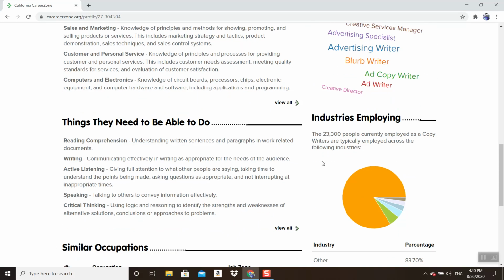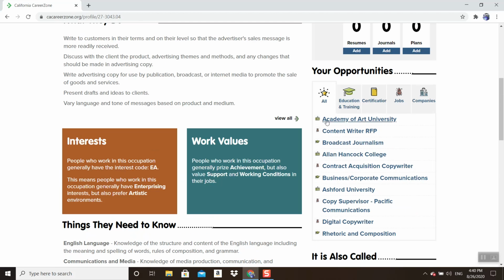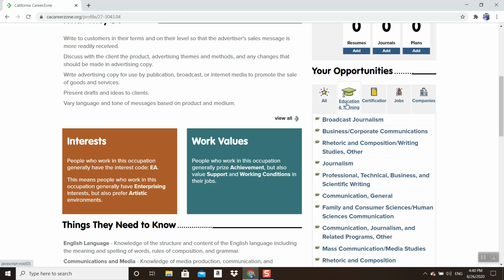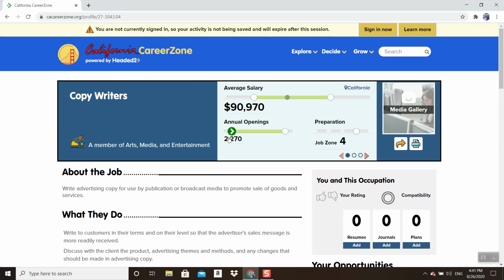Things you may be able to do, industry employment, similar occupations, a talent director. These are the industries. So there's lots of areas to explore. You can see education training, broadcast journalism. These could be your majors that you study at college in order to get this job. So this kind of gives you an idea where to start.